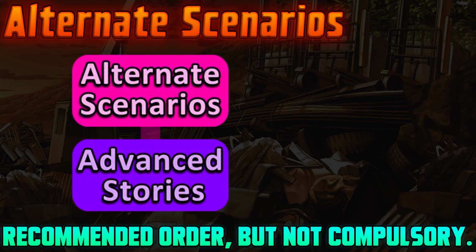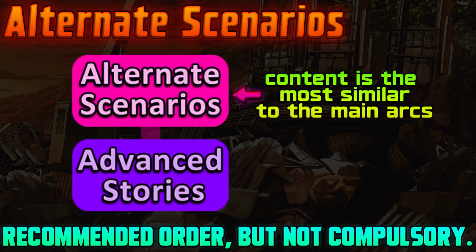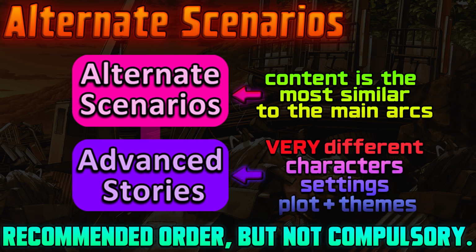However, I feel like it's better to get the content most similar to the 8 main chapters out of the way first, when the events are freshest in your mind. The advanced stories are very different to the main arcs in terms of character, setting, plot. This is why I'd recommend reading anything relating to the main content before reading the advanced story.